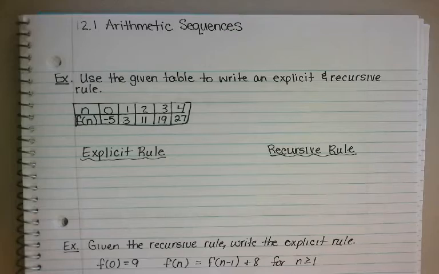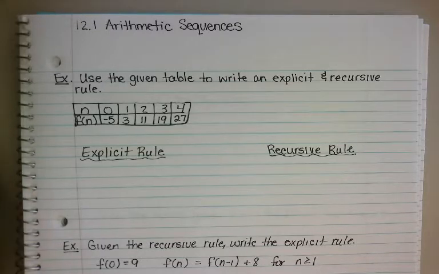Today's video we're going to work with more examples for arithmetic sequences. So we're going to practice just writing our explicit rules and our recursive rules. And so we're going to start off saying, given this table, write both rules. So I've got when n is 0, we've got a -5, 1, we've got a 3, 2, we've got an 11, 3, we've got 19, and then 4, we've got our 27.